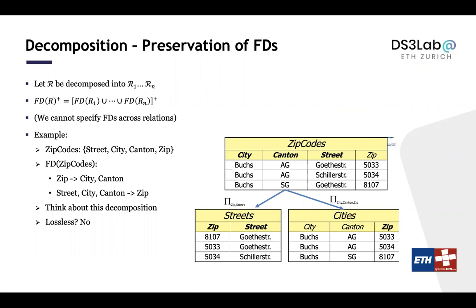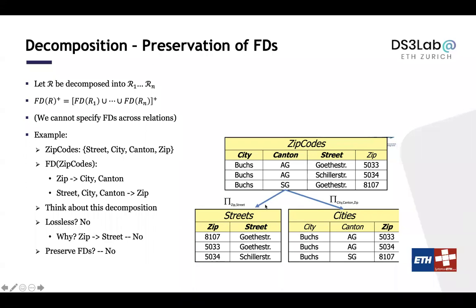First one, is that lossless? Well, this one is actually not lossless, because their intersection is zip code, and you do not have the functional dependency from zip code to street. So when you join them back, it's very easy for you to construct a case where you can have more tuples. So we'll join them back.